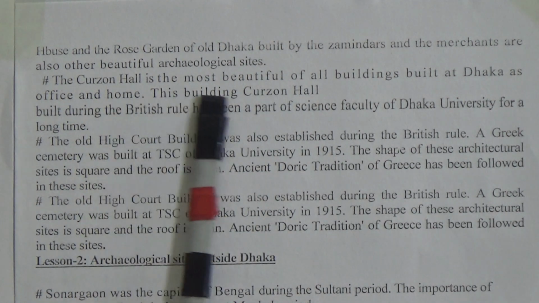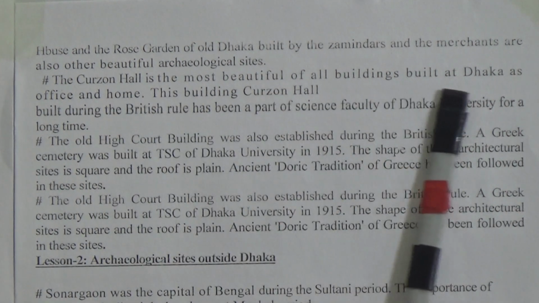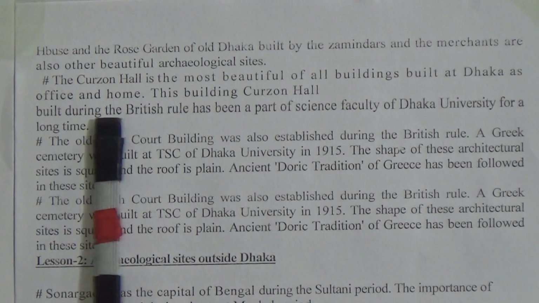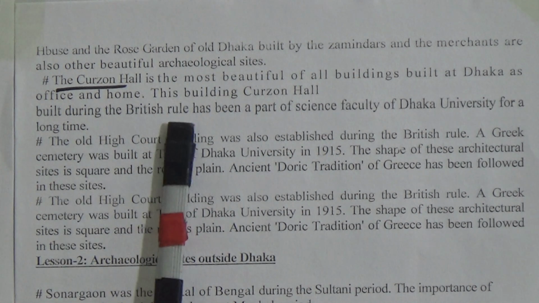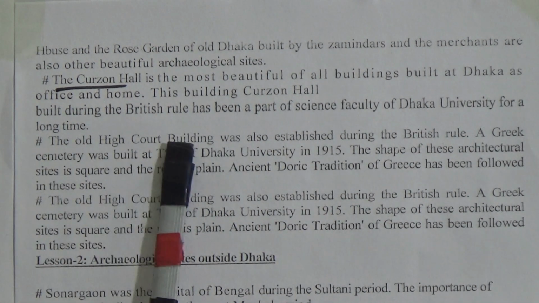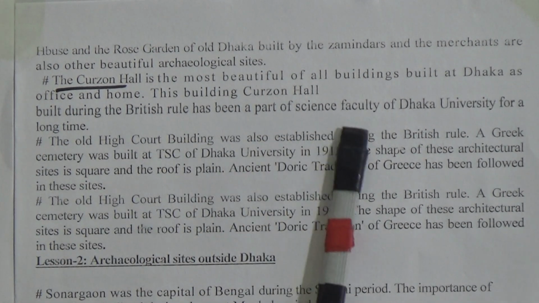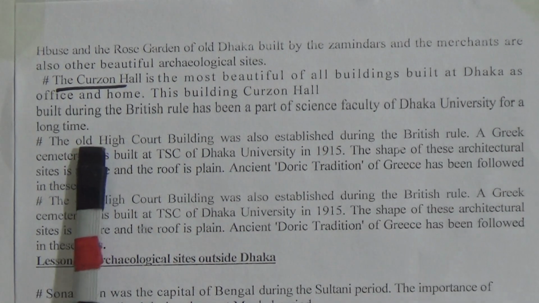The Karjan Hall is the most beautiful of all the buildings at Dhaka as officers' home. Karjan Hall is also famous. Dhaka University is situated in the buildings. Karjan Hall, built during the British rule, has been part of the science faculty of Dhaka University for a long time.